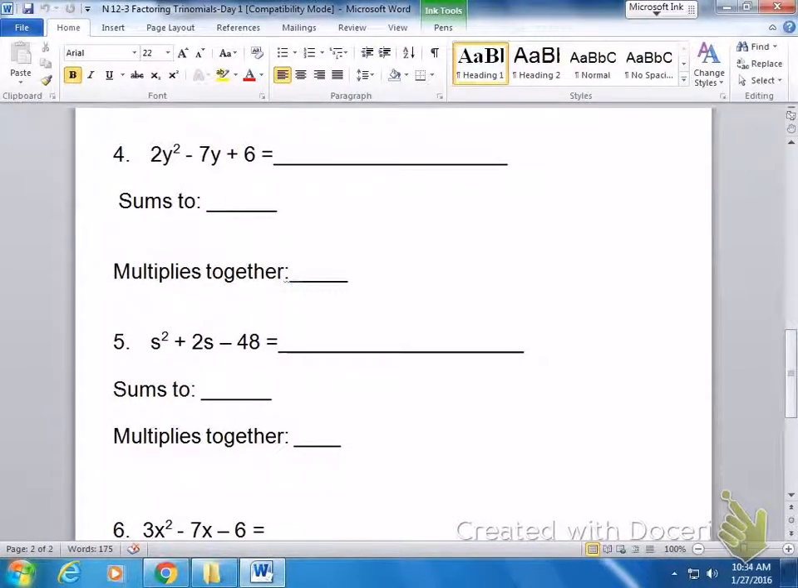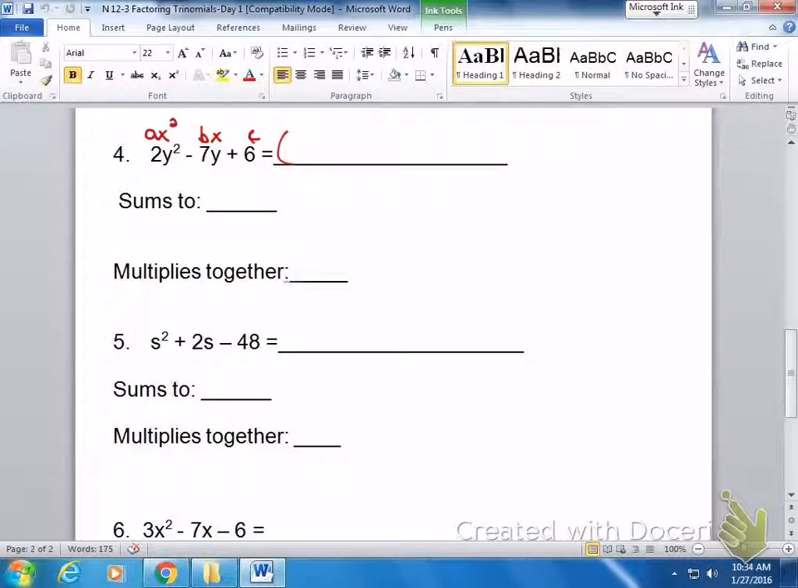Number 4, 2y squared minus 7y plus 6. Now the same thing happens here. We do all the same rules. It's just now I actually have an a that's something other than 1. It's already written in the right order. I have a number times a variable squared, a number times that variable, and then a number.